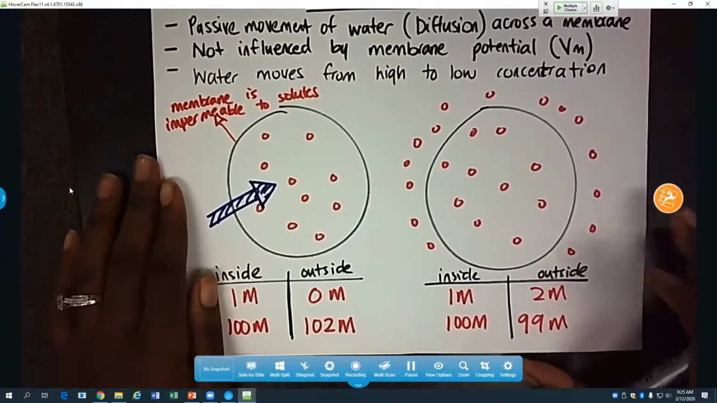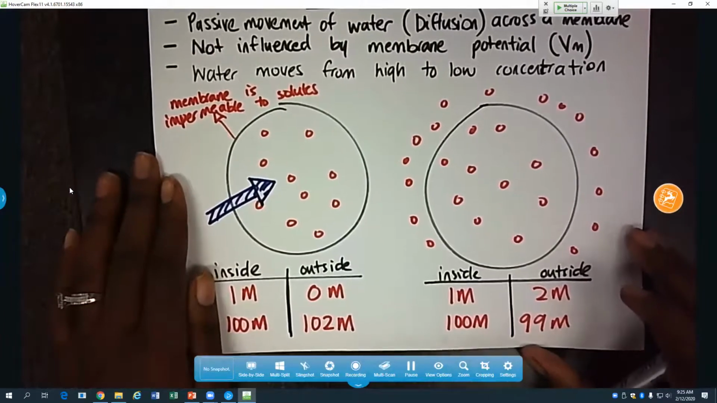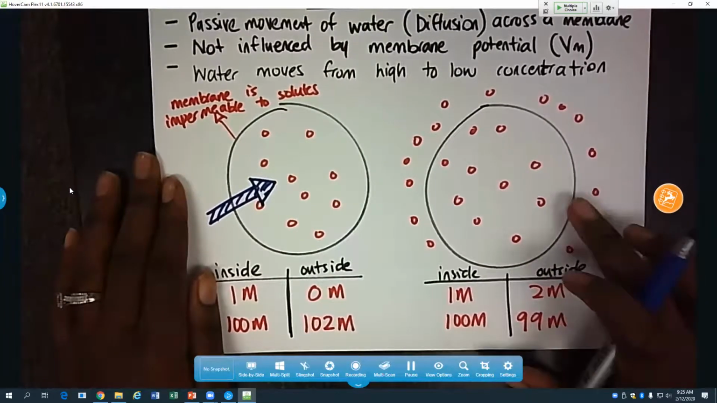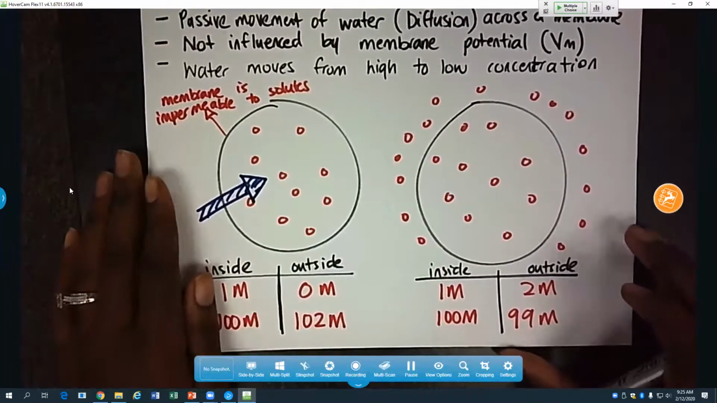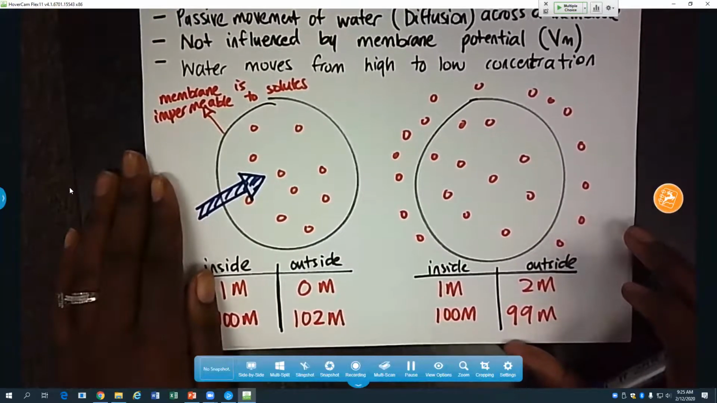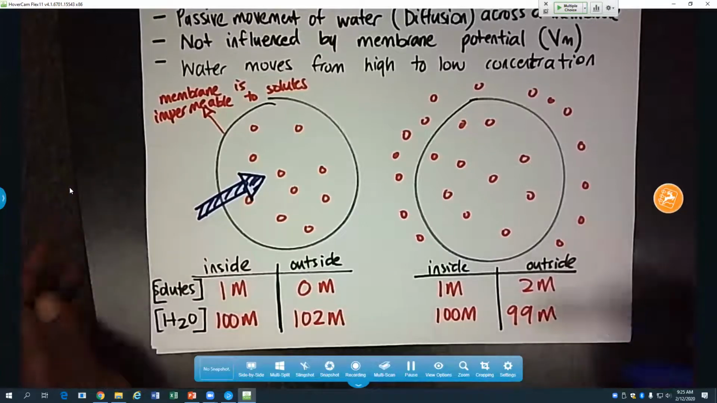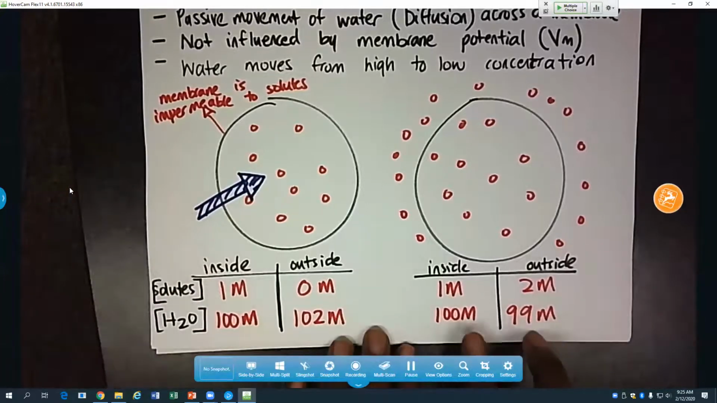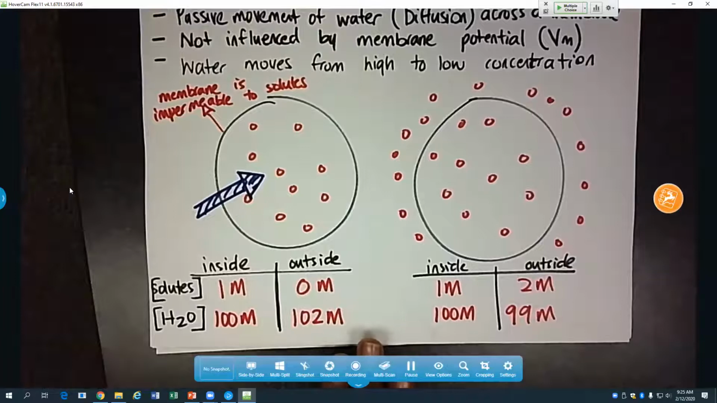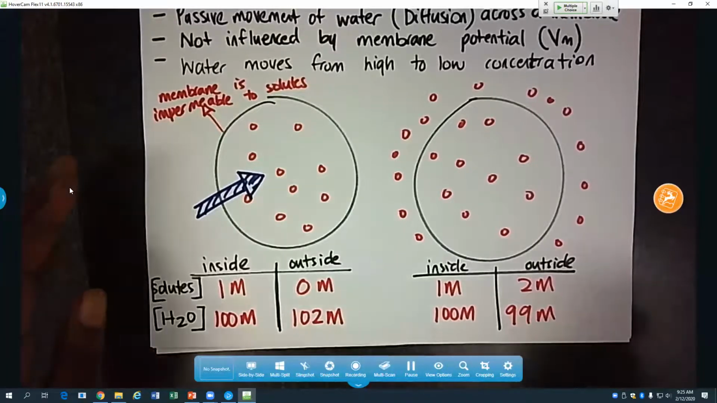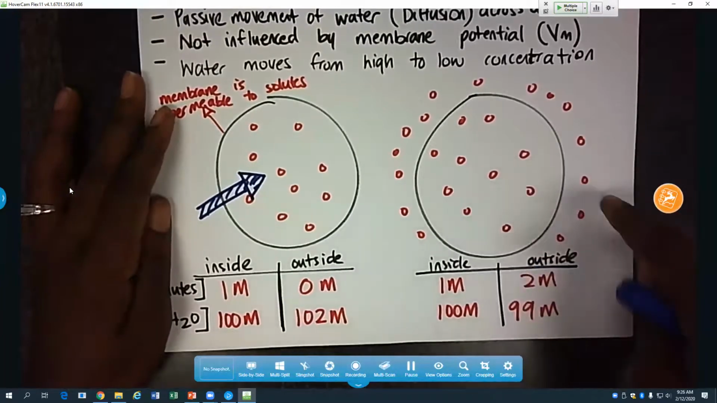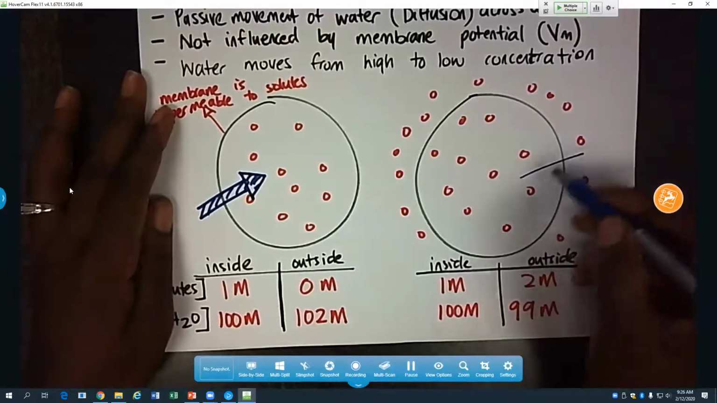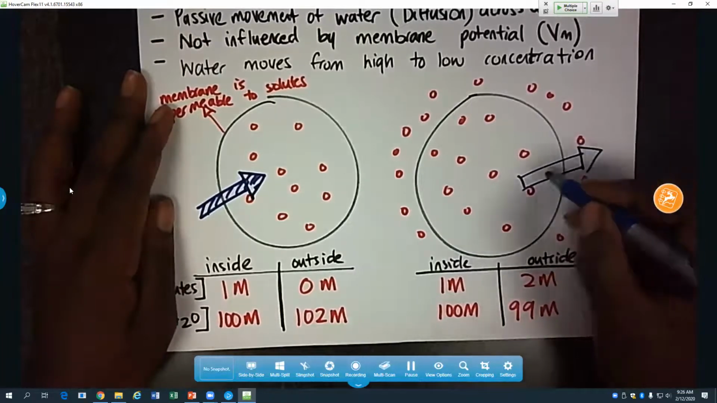Now in the solution on the right, we have solute concentration both inside and outside the cell. So now we're going to have to decipher where we have the higher water concentration. Based upon our osmolarity numbers down here, it's inside. So we have a higher water concentration inside the cell and a lower water concentration outside the cell. So we have the passive movement of water out of the cell.